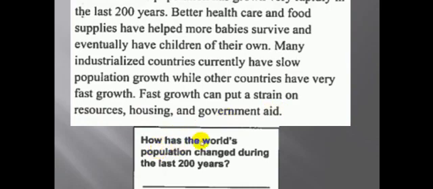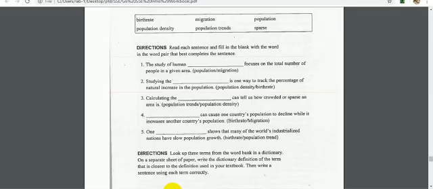The question: how has the world's population changed during the last 200 years? We will say better health care and food supplies have helped more babies survive and eventually have children of their own. Guys, that's page 36 in your book, and now we will choose the right answers. The study of human space focuses on the total number of people in a given area. It is, of course, population.